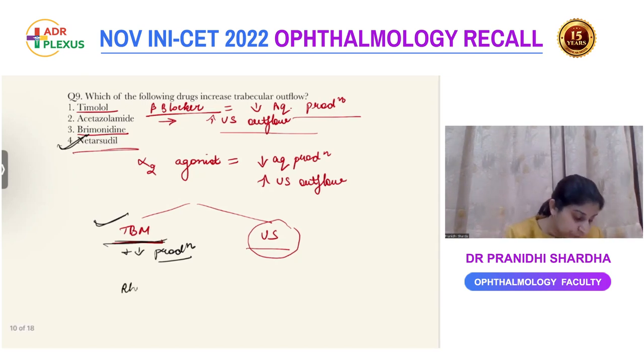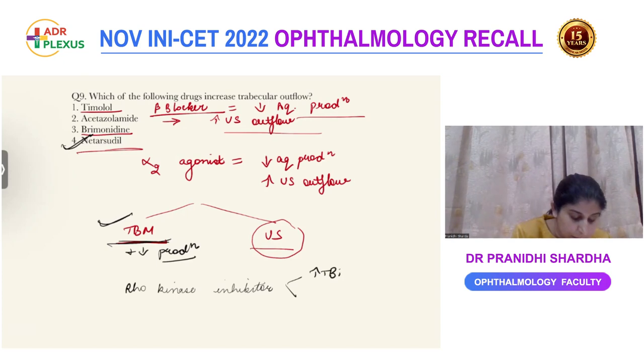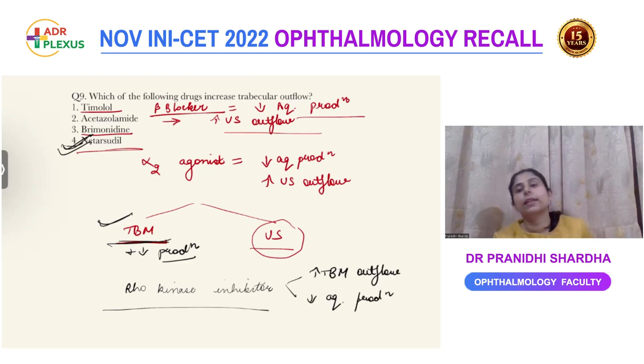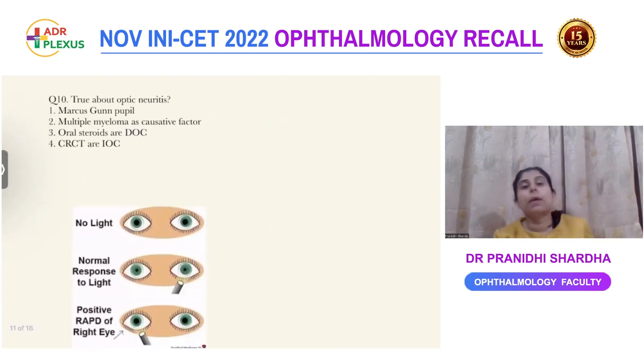Netarsudil is basically a rho kinase inhibitor, which increases the trabecular meshwork outflow and decreases aqueous production. It is a very new drug to be used in glaucoma, and the mechanism of action is also new, because the earlier drugs we used worked either by increasing uveoscleral flow or by decreasing the production. The next question is, which is true about optic neuritis.